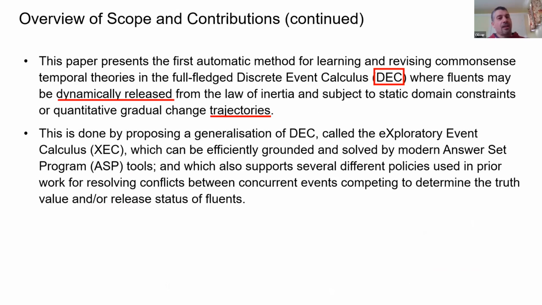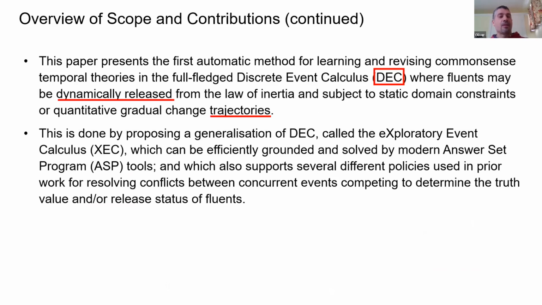So what I'm actually proposing here is a generalization, first of all, of the discrete event calculus in order to take into account different policies for resolving conflicts when you have attempts to simultaneously, let's say, initiate or terminate a fluent, or simultaneously bind it and release it from the inertial frame.